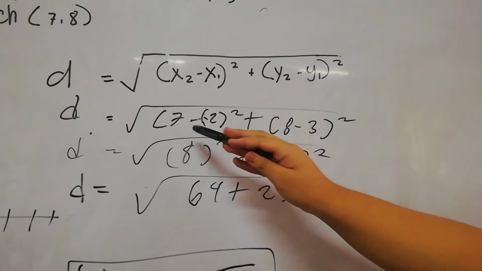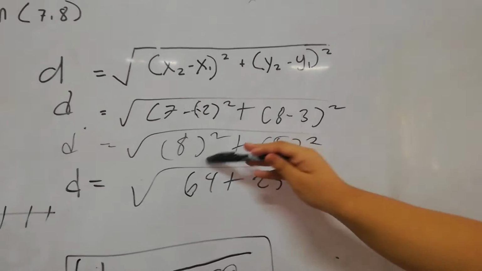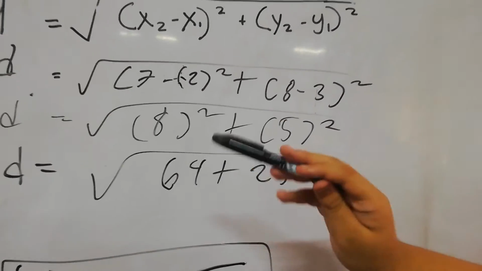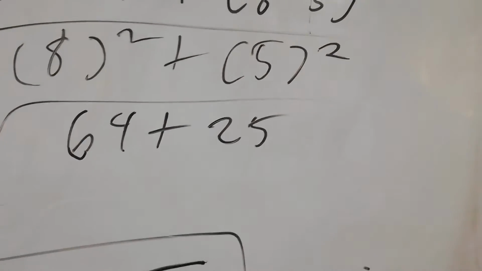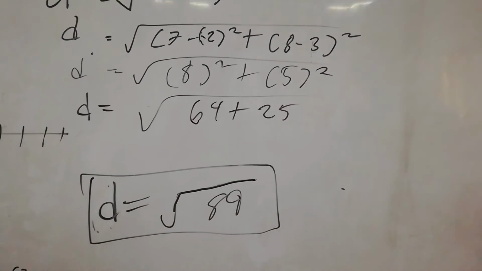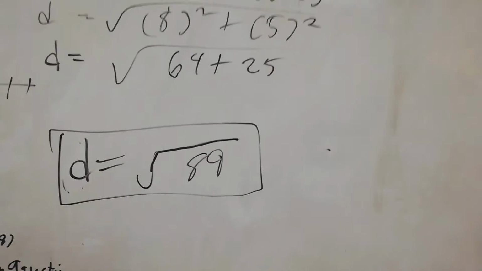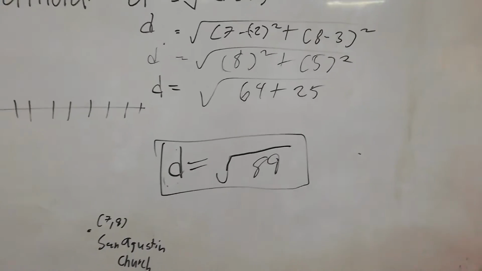The answer for this is 8 squared and 5 squared. Square the two terms, which you will get 64 and 25. The sum of it is 89. 89 is a prime number, so there's no need to square root it. So that's the answer: distance equals square root of 89.